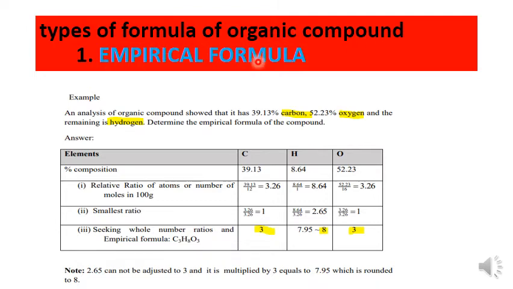For the empirical formula, this is the question: analysis gives carbon with this percentage, oxygen, and the remaining is hydrogen. Determine the empirical formula. This is how to determine it. You have the percentages, and you divide each percentage by its atomic mass, then divide by the smallest number to get the ratio. Then the empirical formula comes out as C3H8O. This is how to calculate the empirical formula. I think you covered this in senior 3.